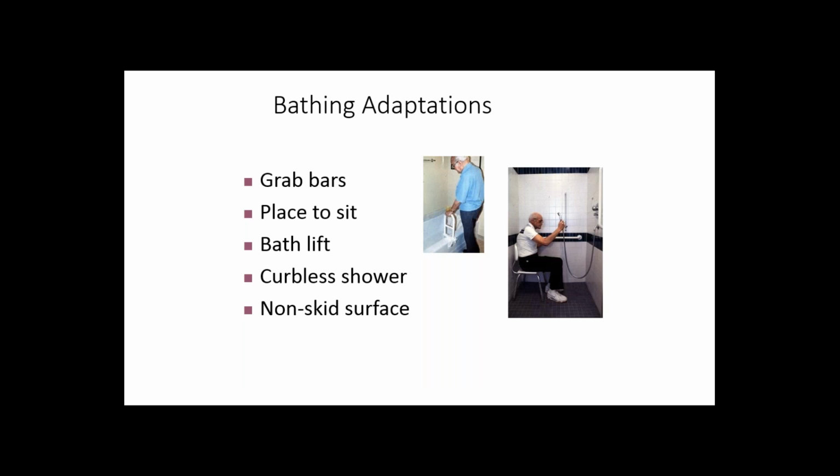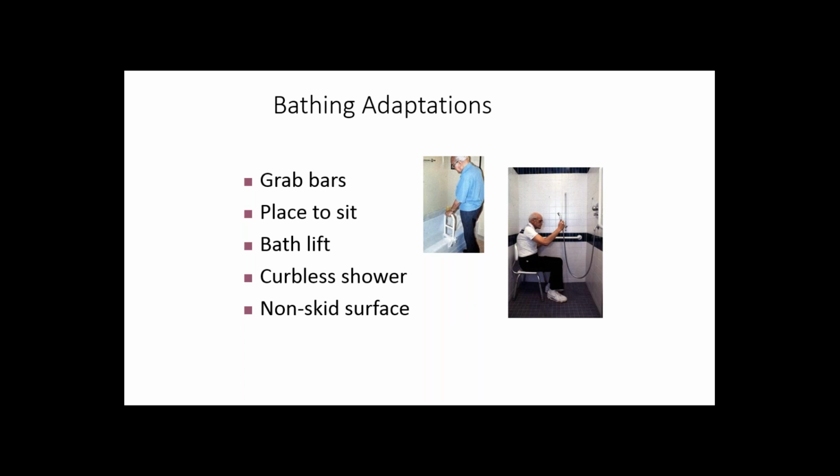Some other adaptations, I guess. So there are different types of grab bars. So there's kind of an example of one on the side of the tub. That's probably not optimal, but that might be an option for some people. A lot of times we really like them to be wall mounted and in the studs of the wall so that they're not pulling out.